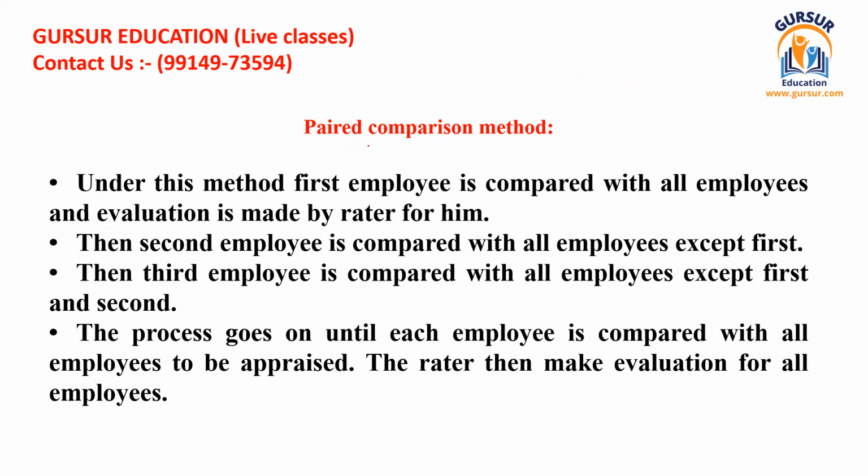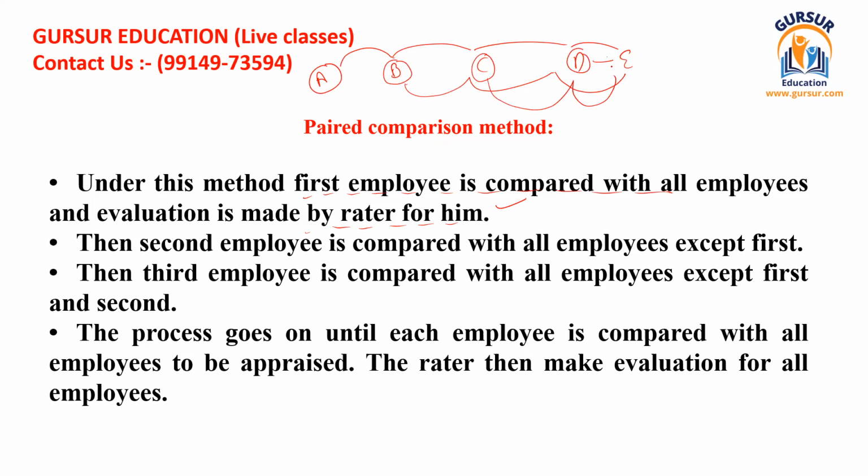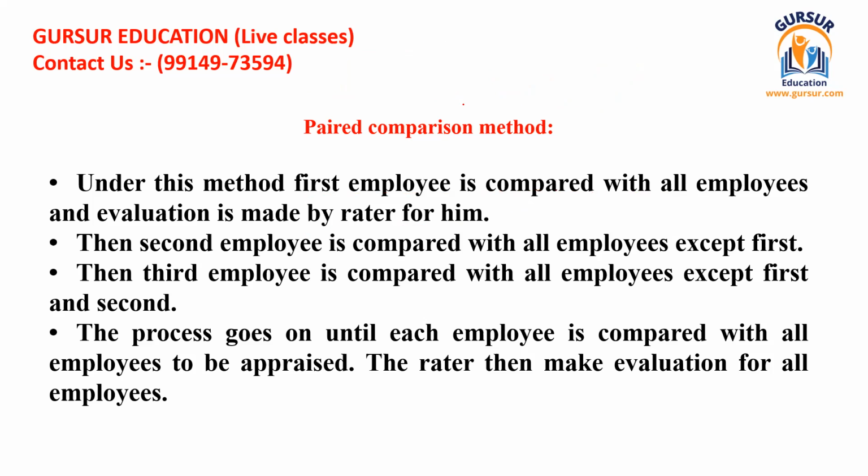The third one is the paired comparison method. In this, suppose there are 5 employees only, A, B, C, D, E. Under this method, first employee is compared with all employees and evaluation is done. So A shall be compared with B, then C, then D, then E. After that, B will be compared with C, D and E. Then C will be compared with D, then E. Then D will be compared with E. This is known as paired comparison method.